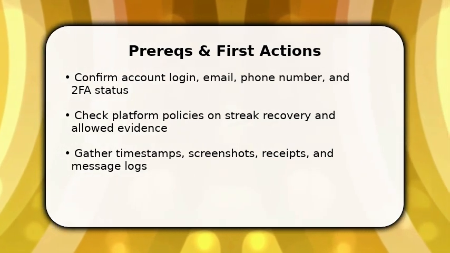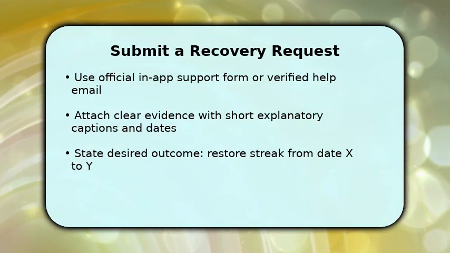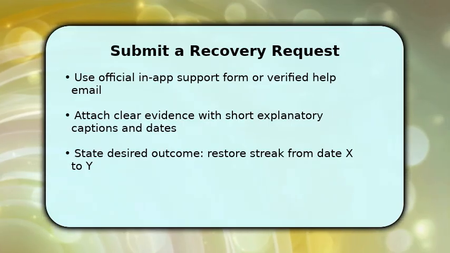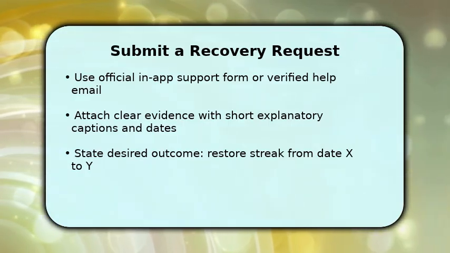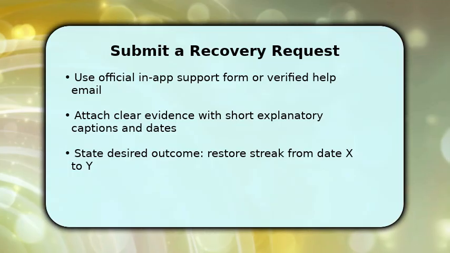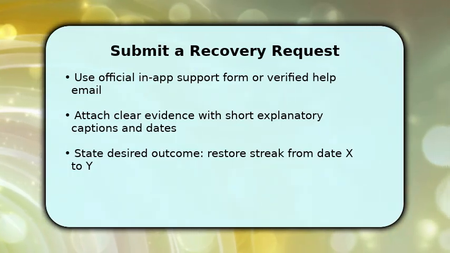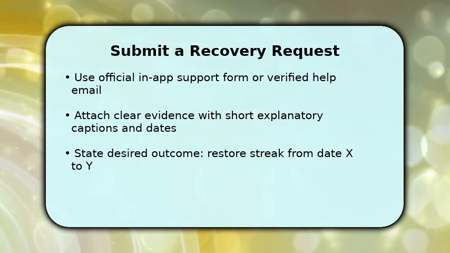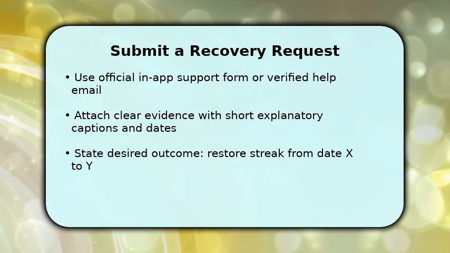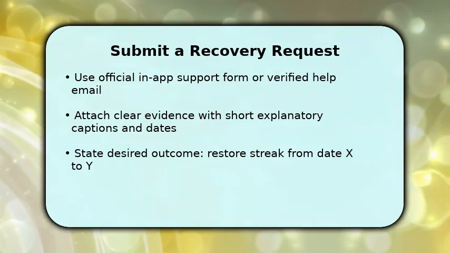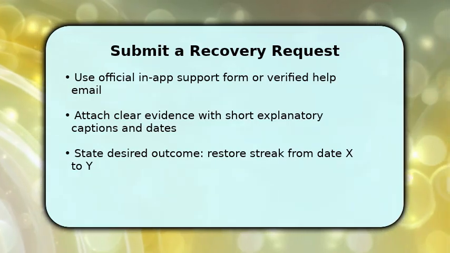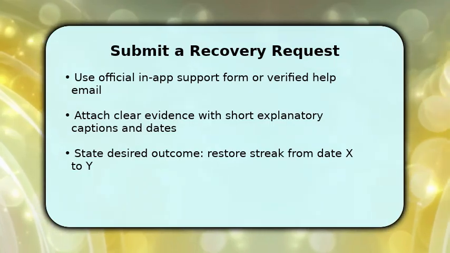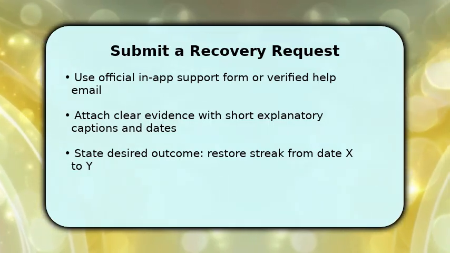You now craft the recovery request. Open the official support form or verified help email and write a concise subject line that includes streak restoration and the affected dates. In the body, explain exactly what happened, why it was out of your control, and attach your organized evidence with brief captions and timestamps so reviewers can verify quickly. Make sure to request the specific outcome, restoration from date X to Y, and include device and app version details.